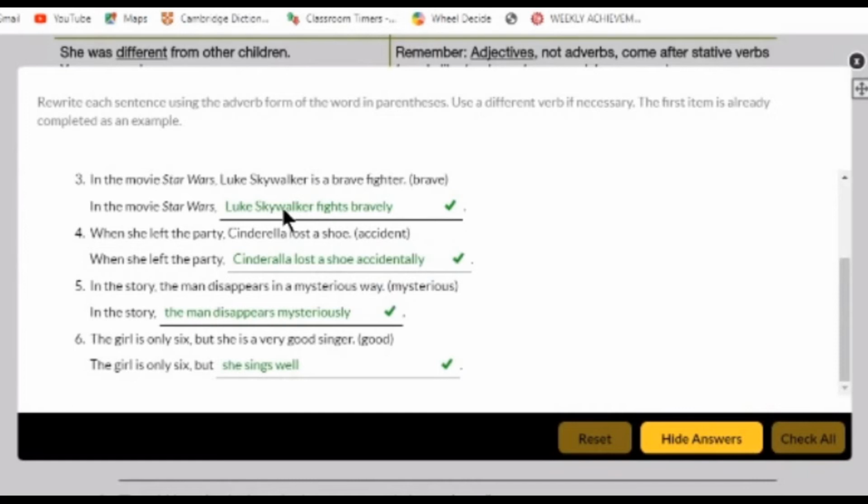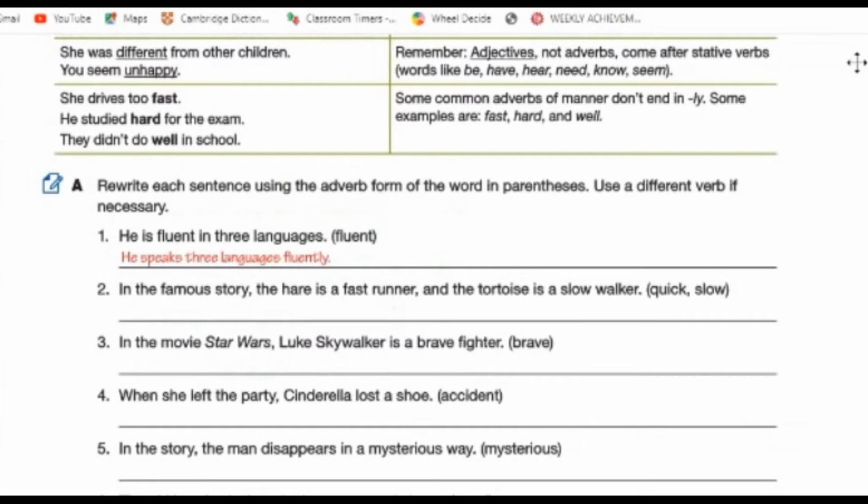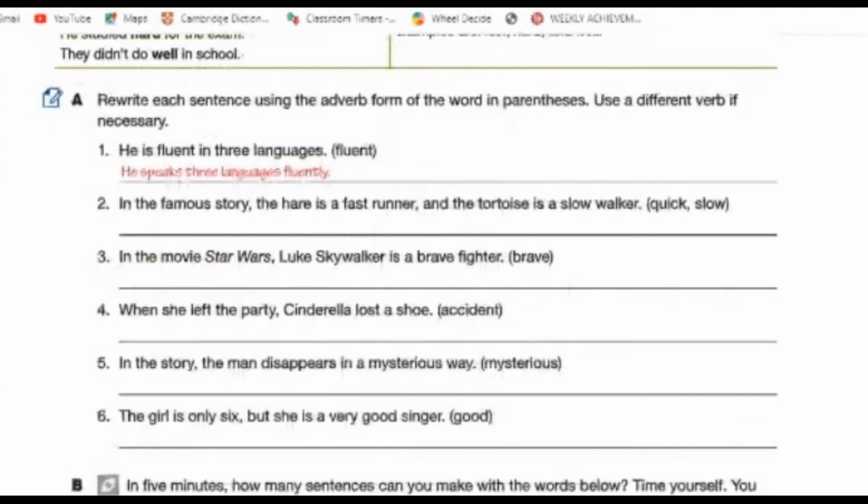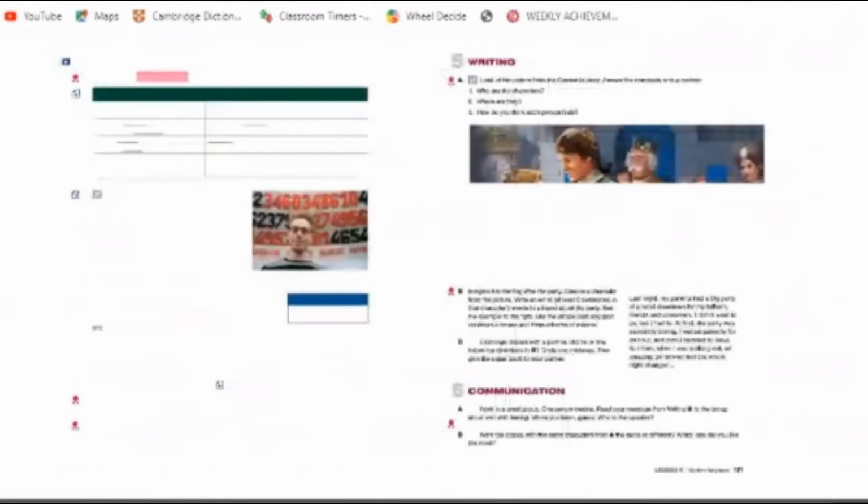How does he fight bravely? How did Cinderella lose her shoes accidentally? How does the man disappear mysteriously? How does the girl sing very well? So you have this. Action, remember. Adverbs of manner describe an action. Now let's practice grammar.